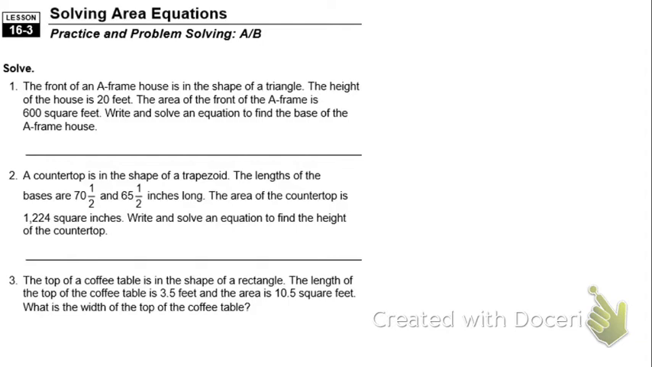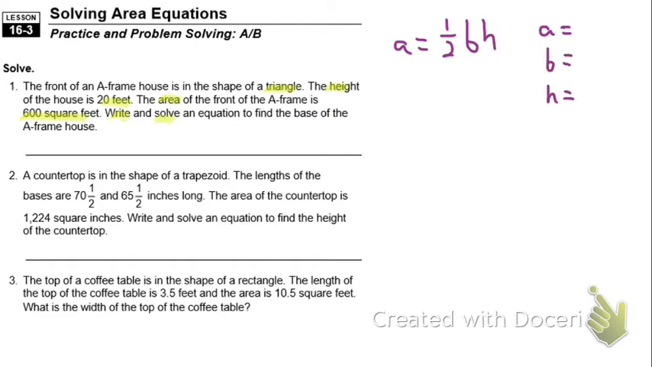front of an A-frame house is in the shape of a triangle. The height of the house is 20 feet. The area of the front of the A-frame is 600 square feet. Write and solve an equation to find the base of the A-frame house. All right, so we know we're working with a triangle. So we know that the formula is area equals 1/2 base times height. Let's deconstruct it to identify what information they've given us here.